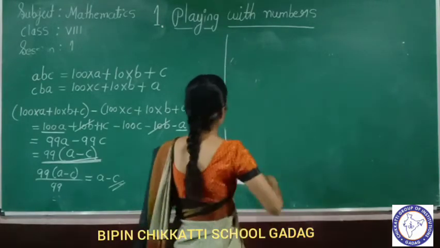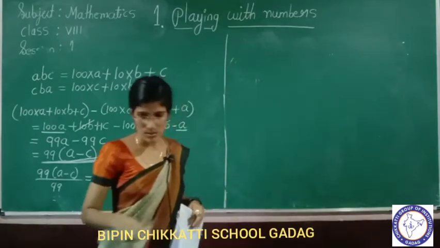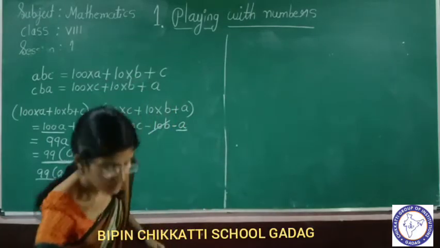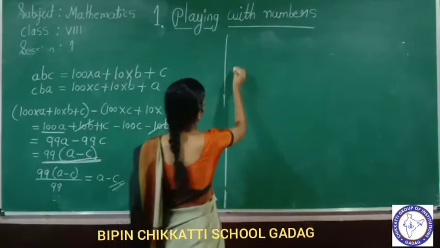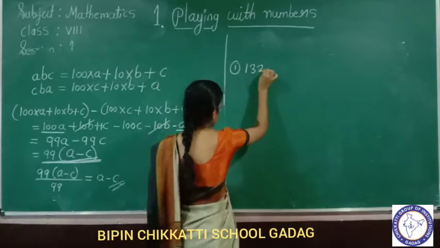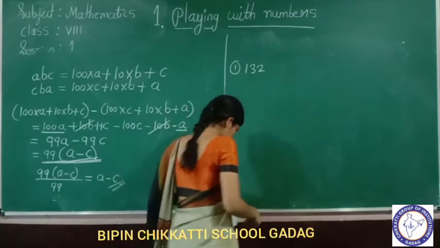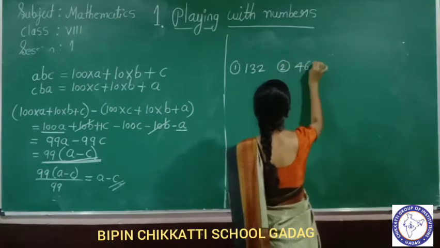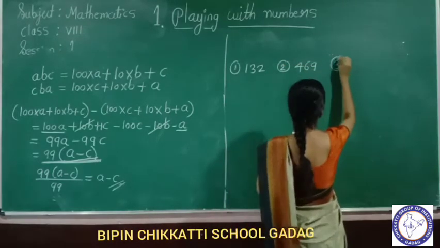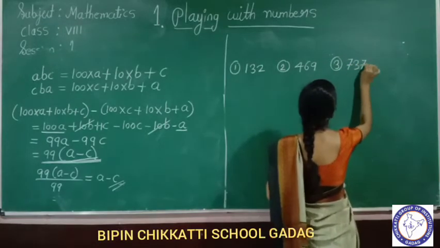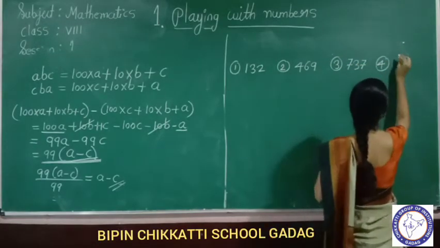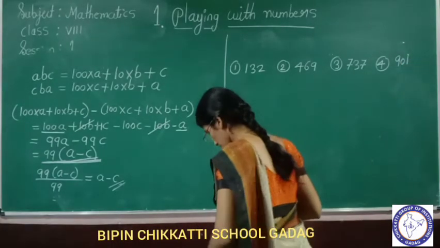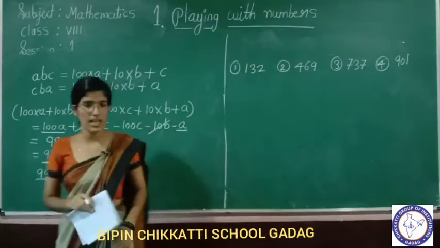The questions are: write down the questions given in the textbook. The first question is 132, the second question 469, the third question 737, and the fourth question is 901. Now see here, again follow the same procedure.